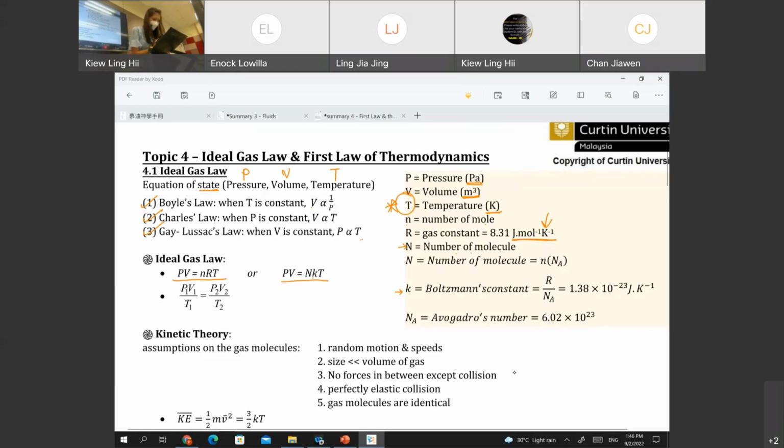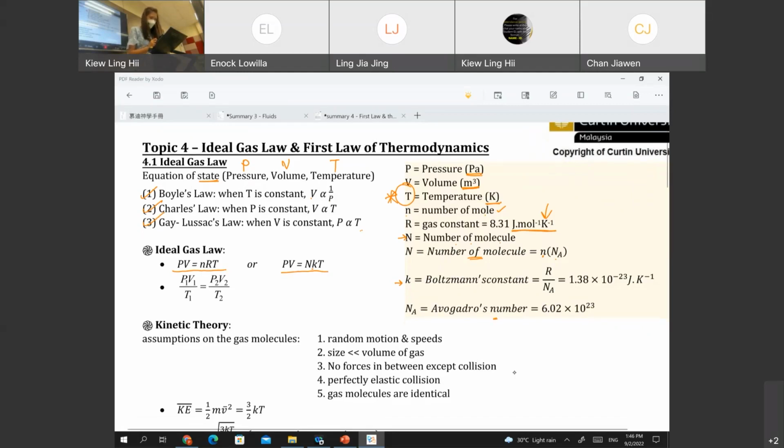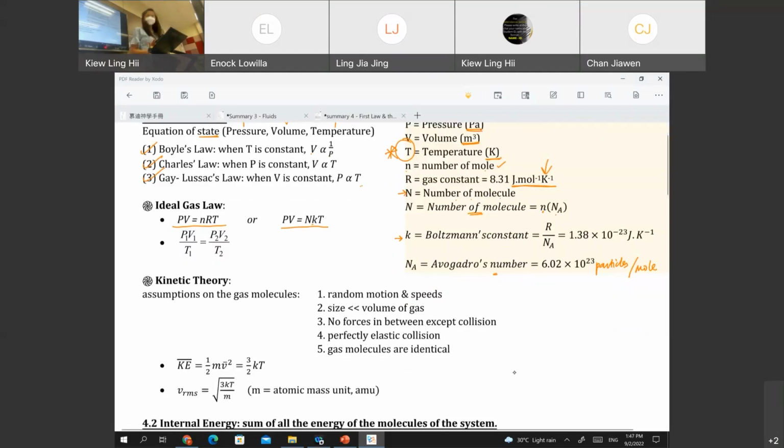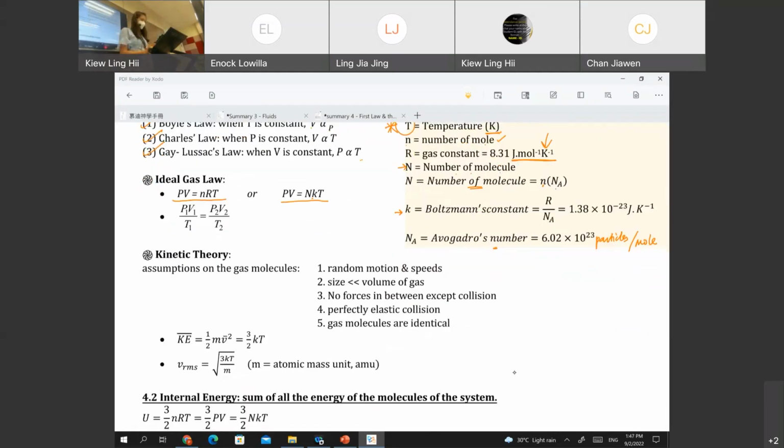Okay, so the number of molecules is equal to the number of mole times Avogadro number. Avogadro number means we have 6.02 times 10 to the power of 23 particles in 1 mole, meaning that when we talk about 1 mole of, let's say, oxygen, it actually contains 6.02 times 10 to the power of 23 molecules of oxygen. All right? So that is about the ideal gas law, and this is what you have to know. Move on to kinetic theory.